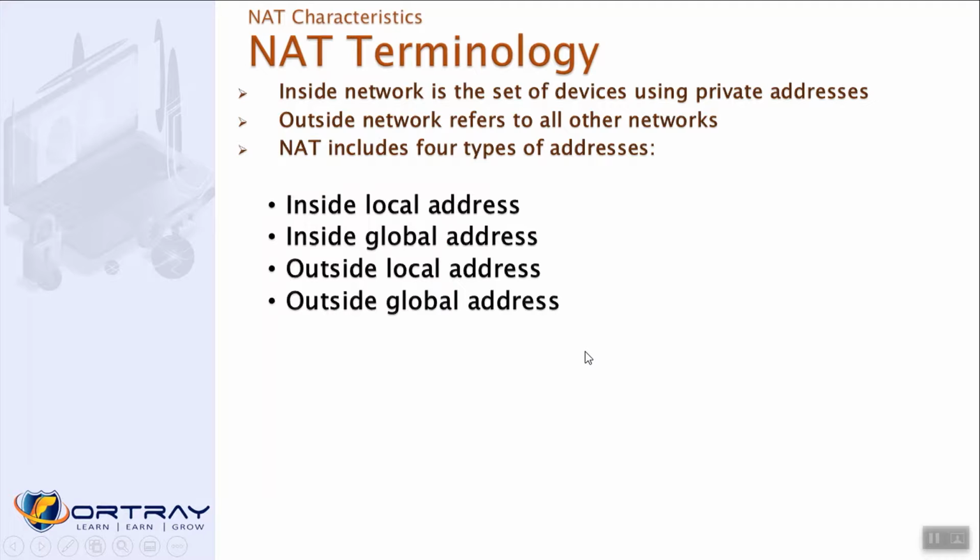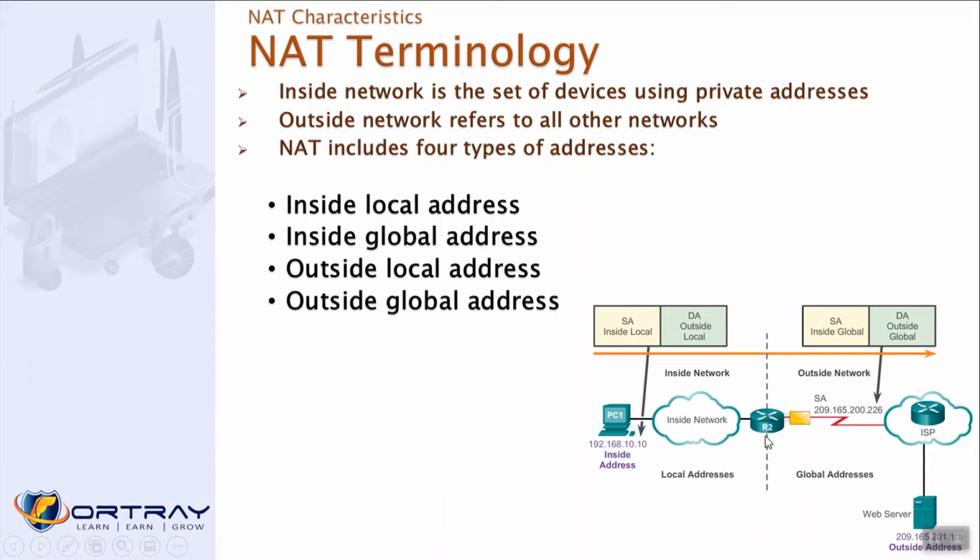Now, NAT terminology. Any questions so far? Inside refers to the set of devices using private addresses. Outside refers to all other networks. NAT has four types of addresses: inside local, inside global, outside local, outside global. So let's see this in the diagram.